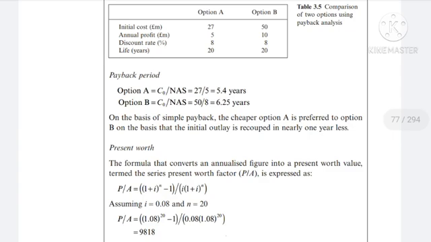As well as by substituting on option B, 50 for the initial cost and 8 for the annual profit, we have 6.25 years. So on the basis of simple payback, the cheaper option A is preferred to option B on the basis that the initial outlay is recouped in nearly 1 year less.